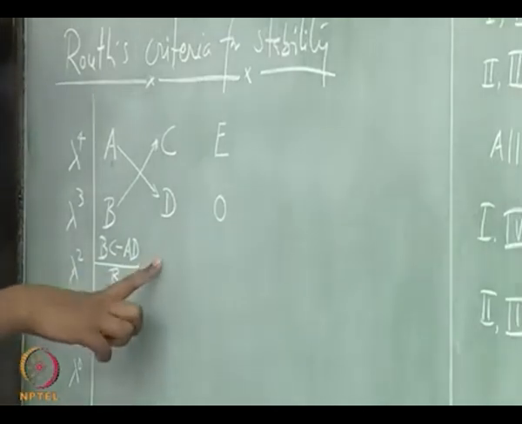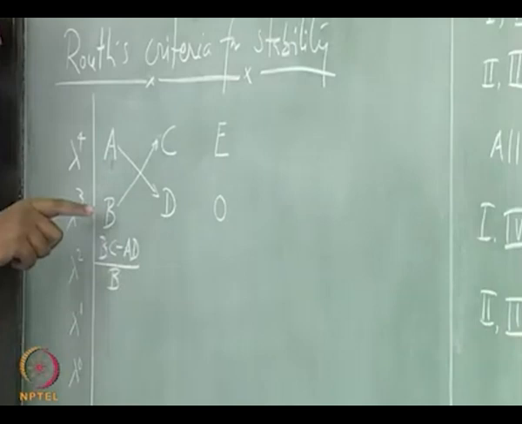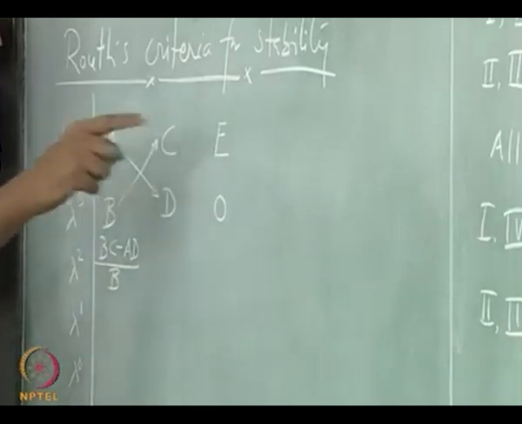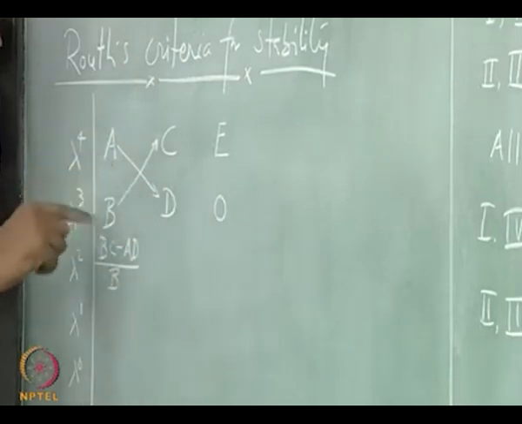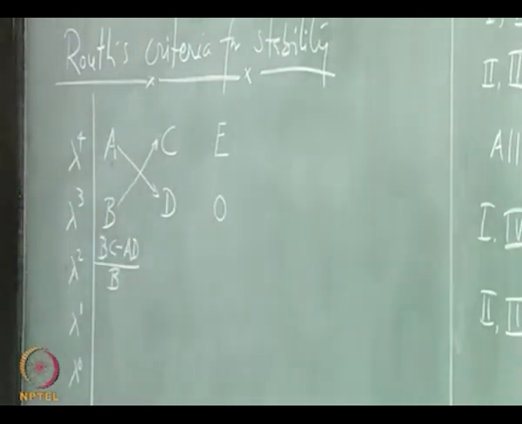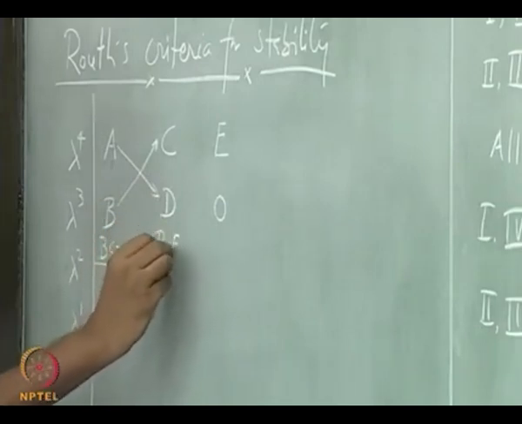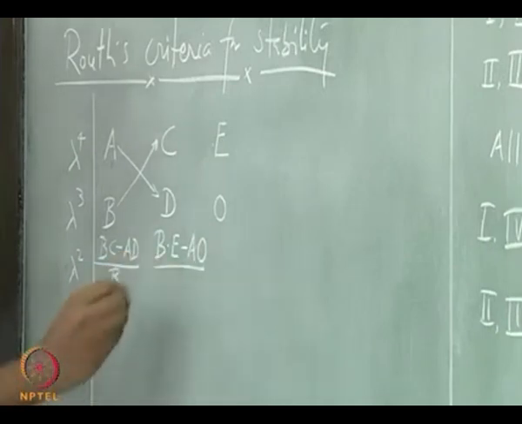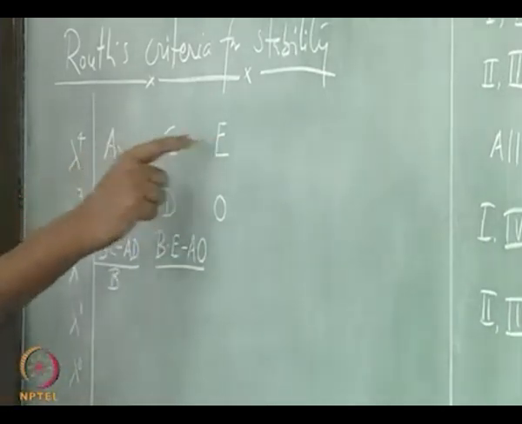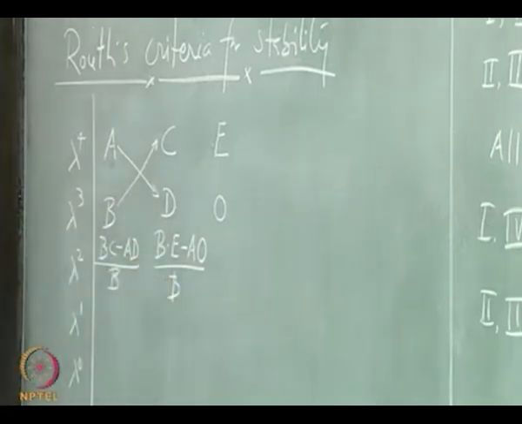Now, to get the second term of this row, multiply this by this, subtract the product of this into this, divide by B. Okay. So, B into E minus A into 0 over B, right. So, that is E.